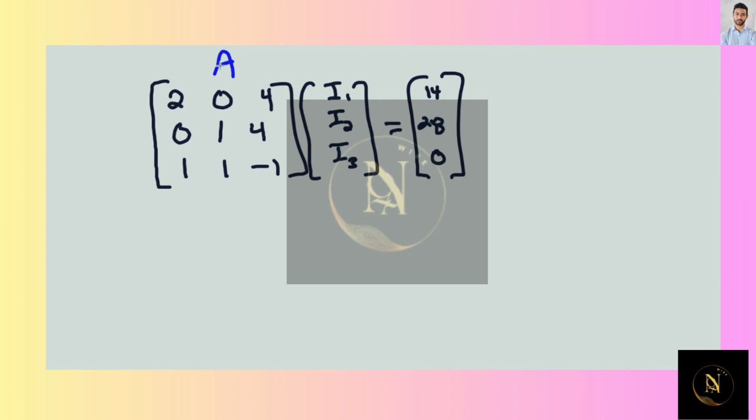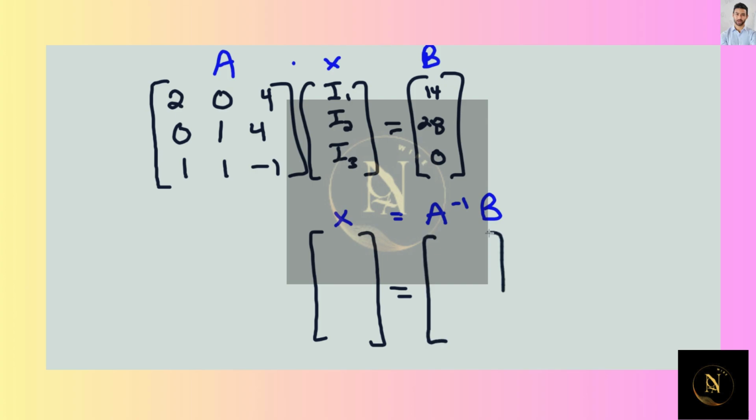So we're going to call this matrix A. This is like a variable matrix, and matrix B. Now when you're solving an equation and you have A times X equals B, you take the inverse of A and multiply it with B. So we get just I1, I2, and I3.